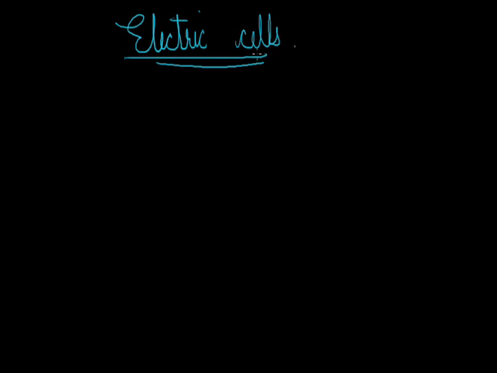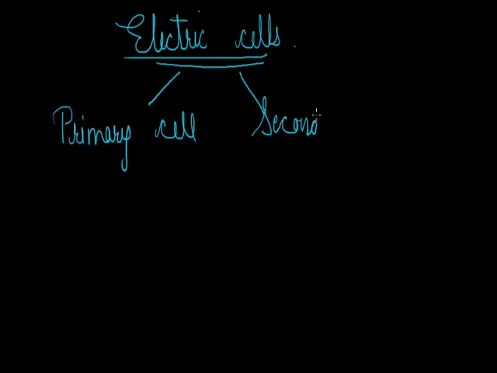Electric cells are the sources of electric current. They convert chemical energy into electrical energy. There are two types of electric cells. First, primary cell, and second, secondary cell.